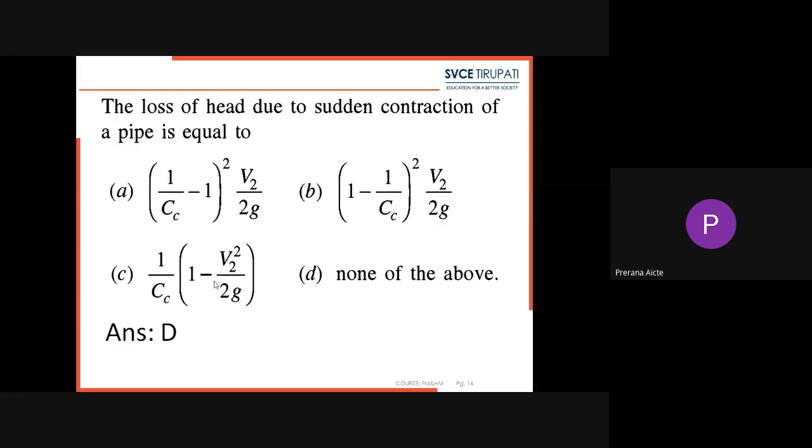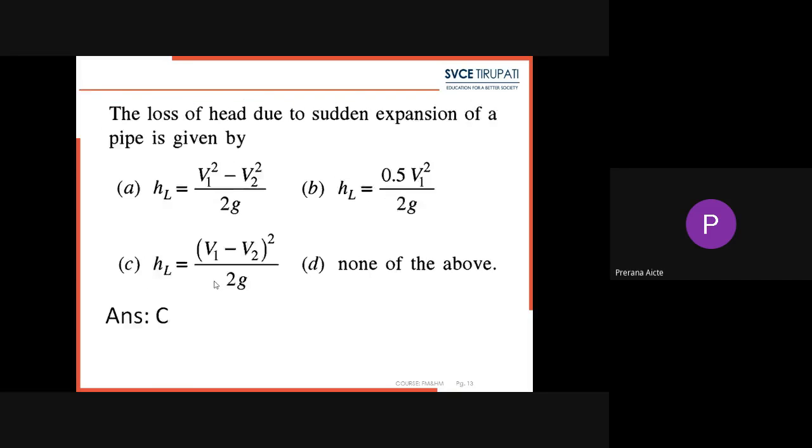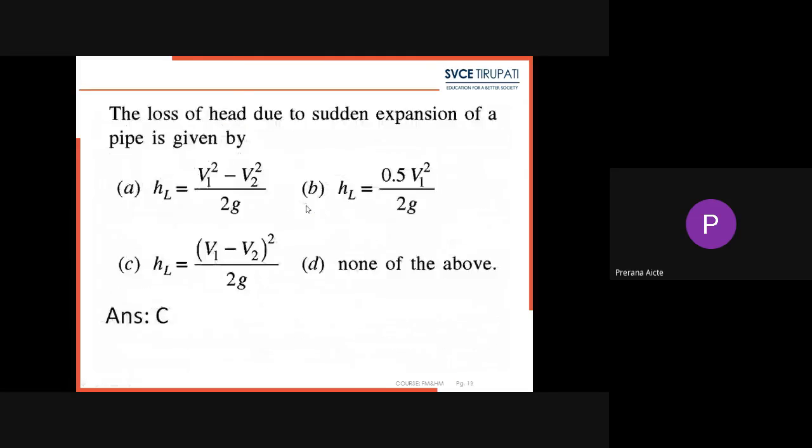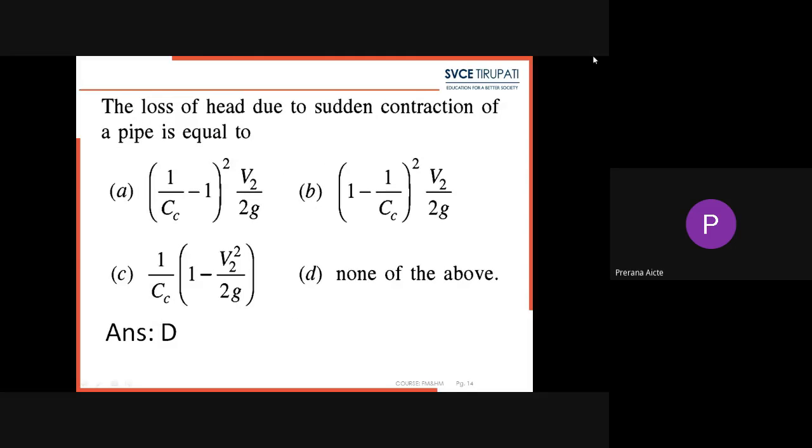Another question. The loss of head due to sudden contraction of a pipe is equal to, usually the formula is, I will show the formula. So the formula is (1 by Cc minus 1) whole square into V2 square by 2g. So that is the formula.